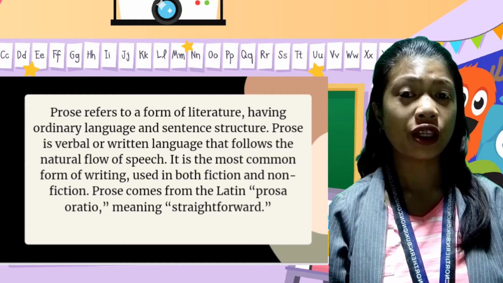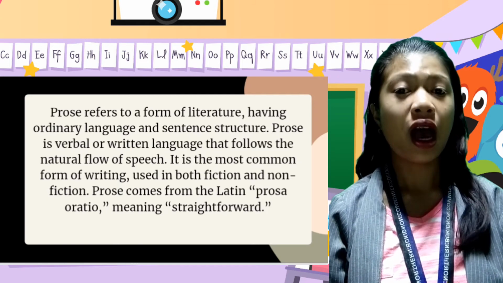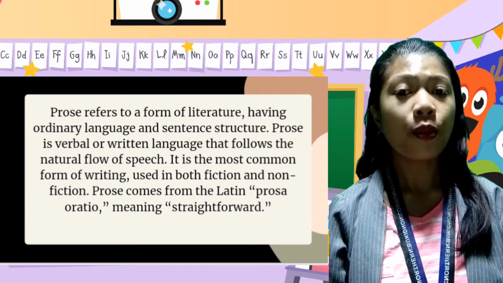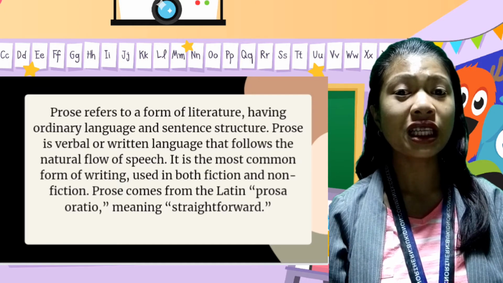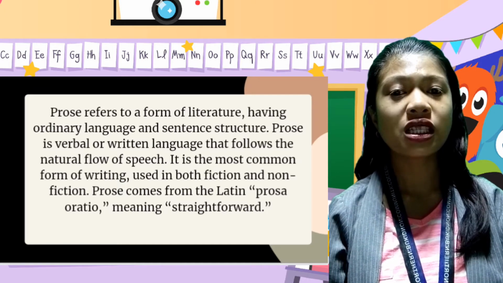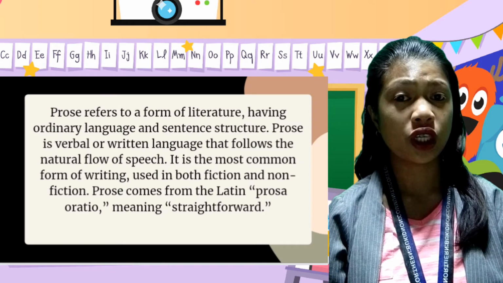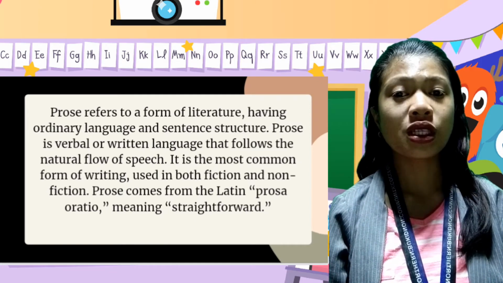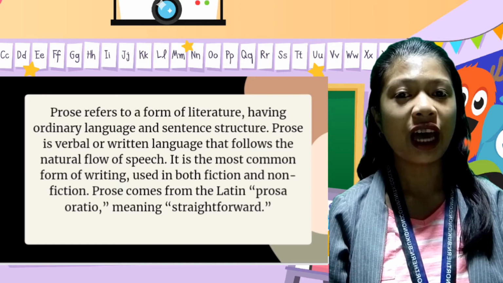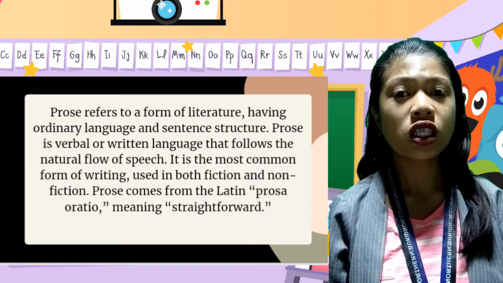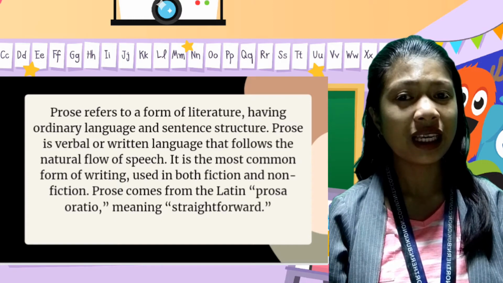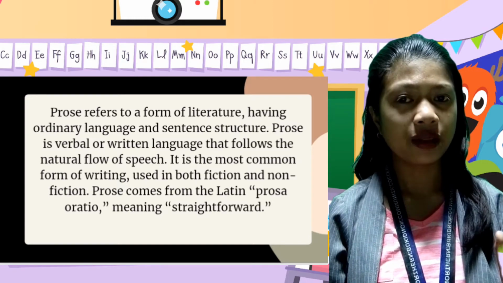Prose refers to a form of literature having ordinary language and sentence structure. Prose is verbal or written language that follows the natural flow of speech. It is the most common form of writing used in both fiction and non-fiction. Prose comes from the Latin prosa oration, meaning straightforward.